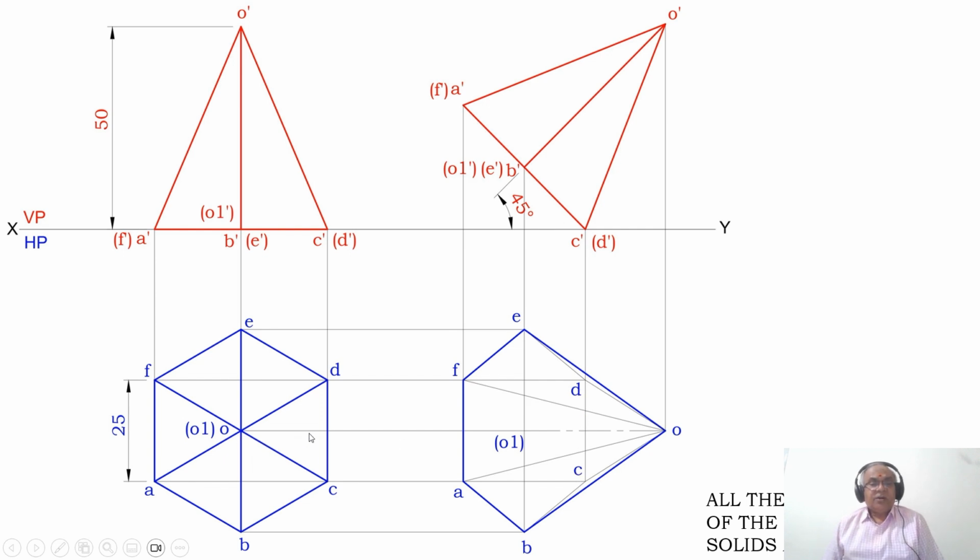And similarly, draw a horizontal projector from O1 and draw a vertical projector from O. These two lines will intersect at this point. You mark that point as O.